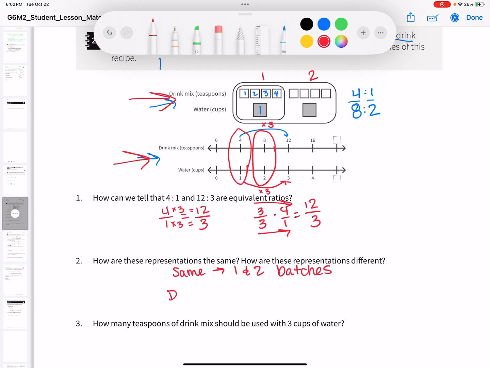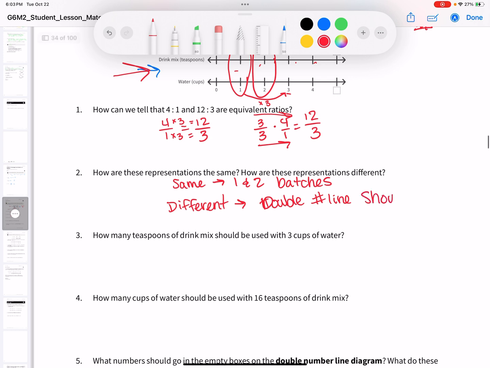How are they different? The double number line actually shows more information. Every time I want to see another batch, I would have to draw it out, right? This one only shows me 3. I would have to have a lot of paper in order to get more and more batches. A double number line shows us 1, 2, 3, 4, 5 batches very easily. So the double number line shows more batches easily.